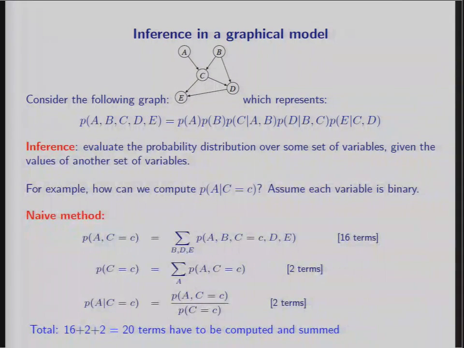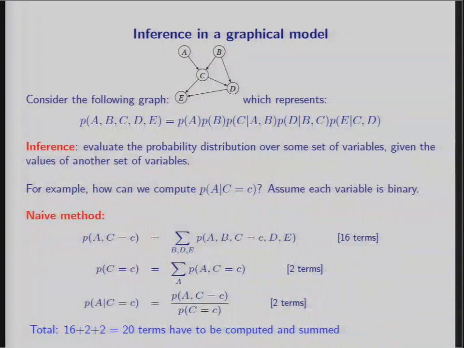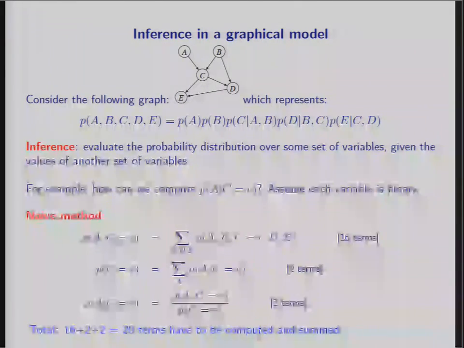And then I can sum over A to evaluate these two terms. And then I can divide these by these, which give me these two terms, which gives me this probability distribution, the probability of A given C. Okay? This is a naive procedure because I went through writing down the whole joint distribution and evaluating all the configurations. And it took me 20 terms to compute this.